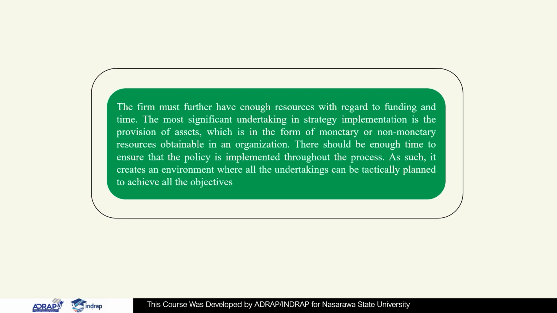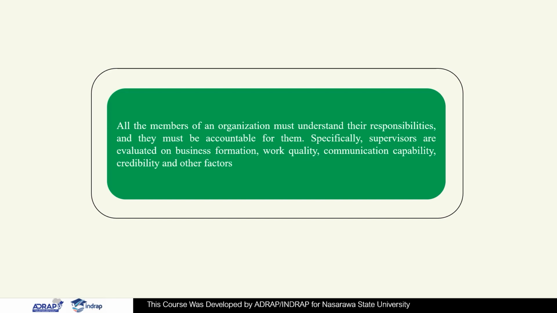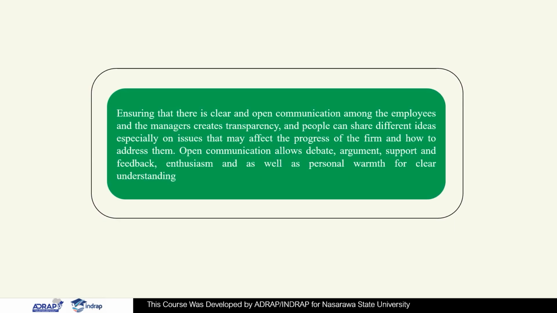Three, all the members of the organization must clearly understand their responsibilities, and they must be accountable for their actions. Specifically, supervisors must be appointed to ensure that activities are carried out effectively. Impliedly, there must be effective communication, and goals and policies must be stated clearly, so that everybody understands what he is expected to do. Once you do that, you ensure that there is clear and open communication among the employees. Clear and open communication will ensure transparency, and the people can now share their different ideas, especially on issues that may affect their progress in the organization.